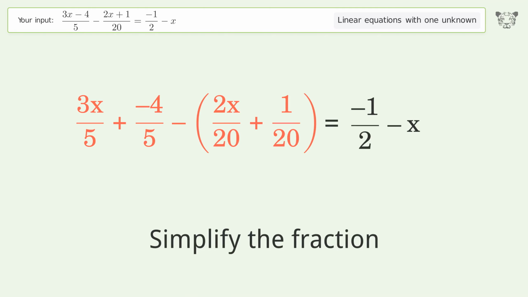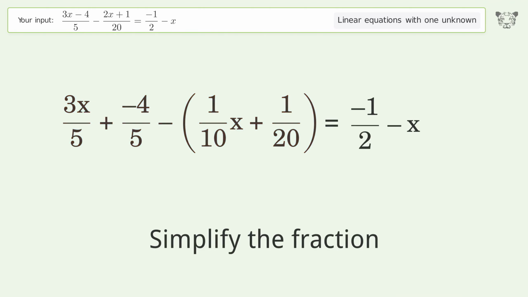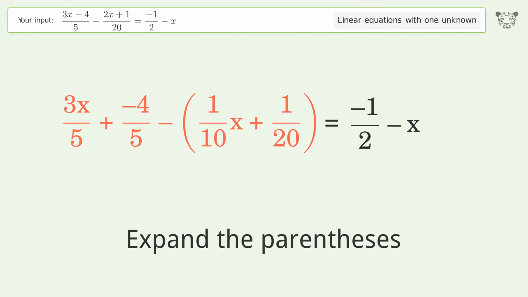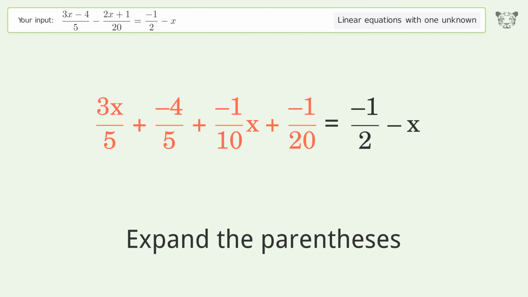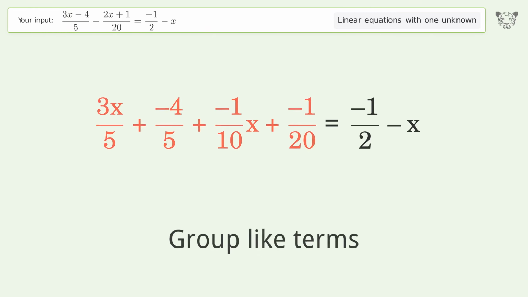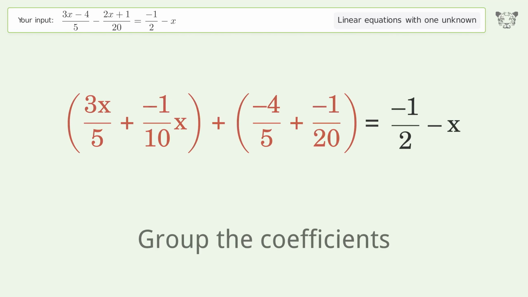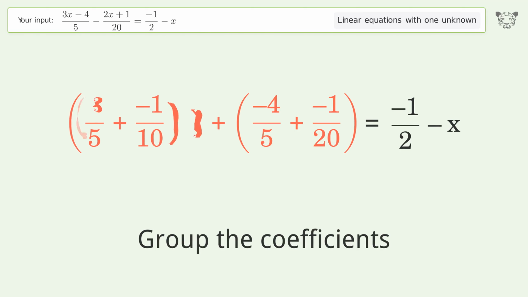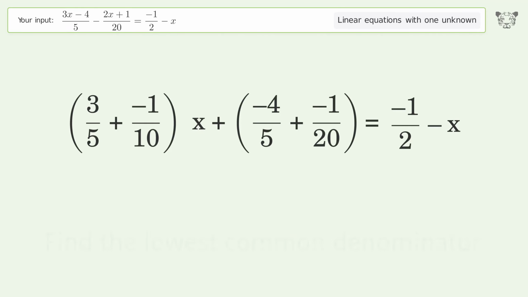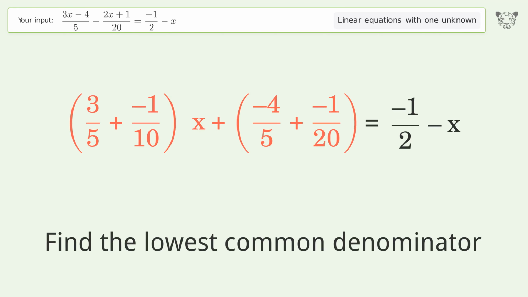Simplify the fraction. Expand the parentheses. Group like terms. Group the coefficients. Find the lowest common denominator.